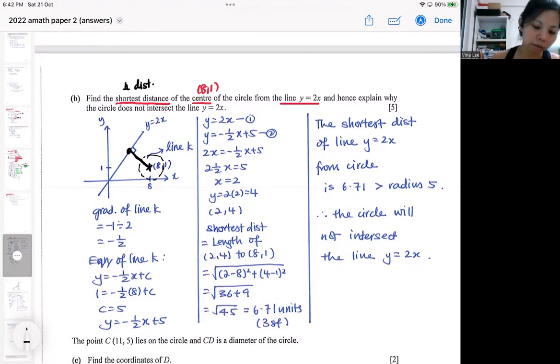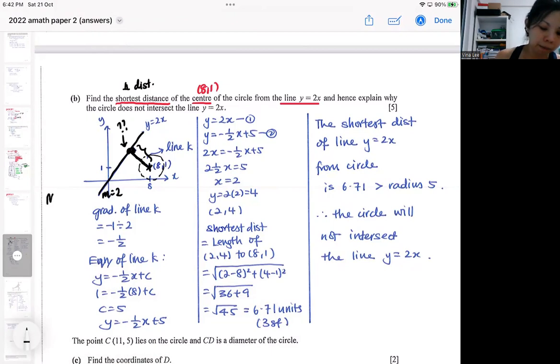So I'm interested to find this distance, meaning I need to get this coordinate. So I need to get the intersection. So I need to get the intersection coordinate and I will apply my length formula. So in order to do the intersection, I need to find the equation of this line. So I'm going to call this line K. And this line is perpendicular to y equal to 2x. So y equal to 2x directly, I know that the gradient is 2.